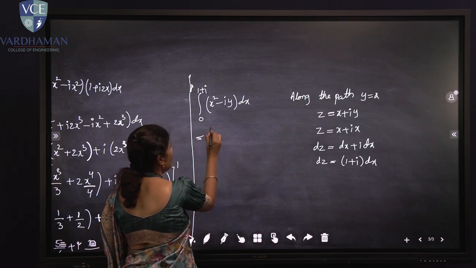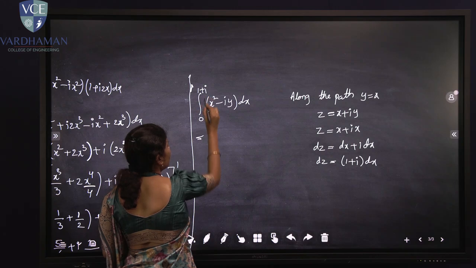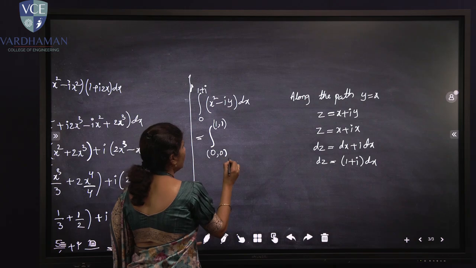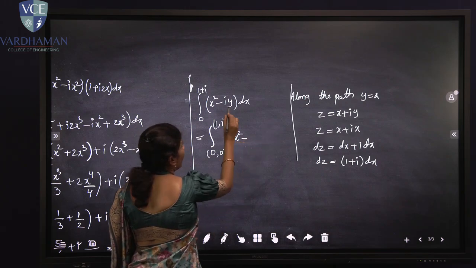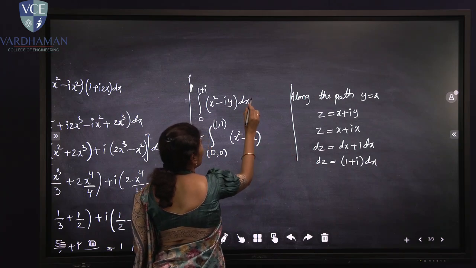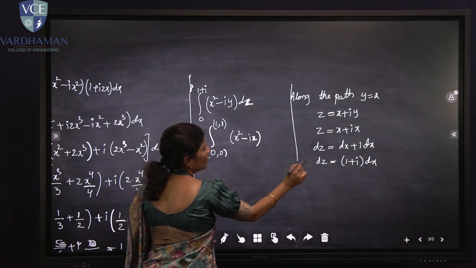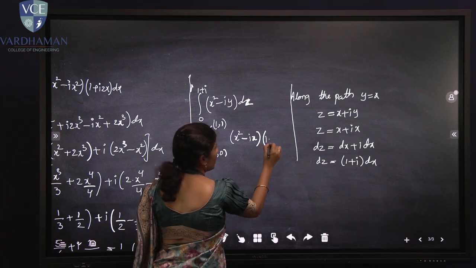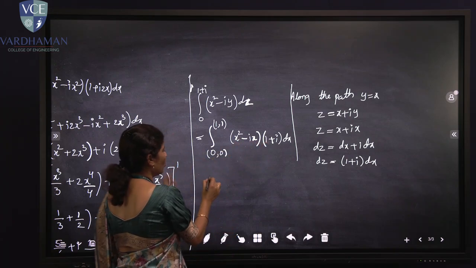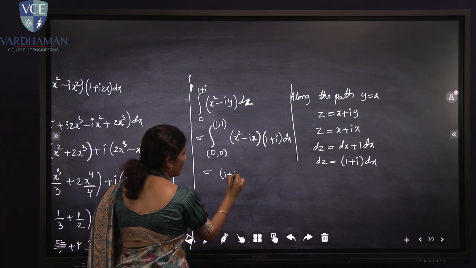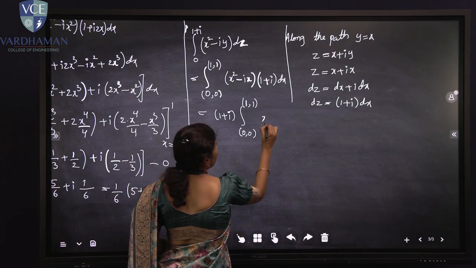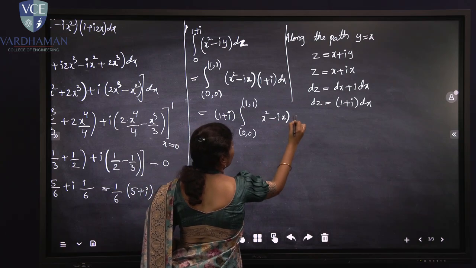Now I will substitute this in our integration. 0 to 1 plus i means the limits are 0 comma 0 and 1 comma 1, the x and y coordinates, x square minus iy. Here we take the y value as x, and the dz value is 1 plus i into dx. Now 1 plus i is a constant term, so we take it outside. Then we are left with the integral from 0 comma 0 to 1 comma 1 of x square minus ix into dx.